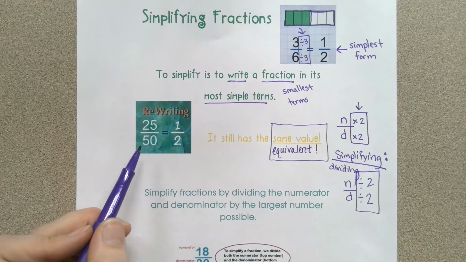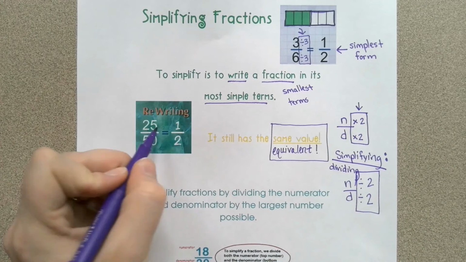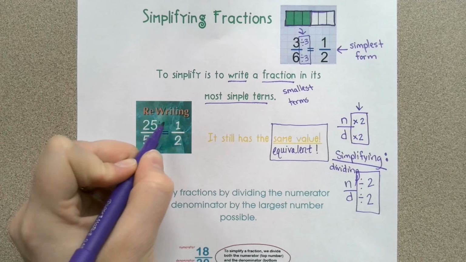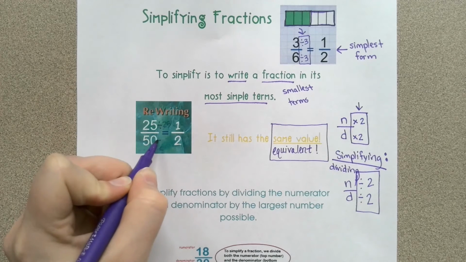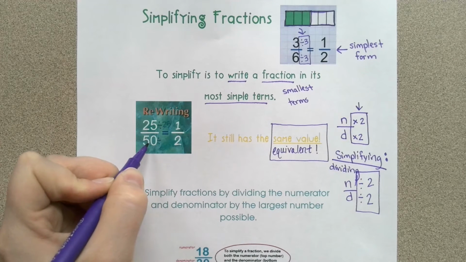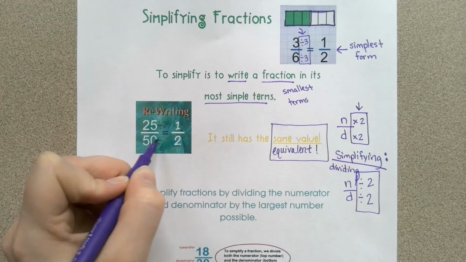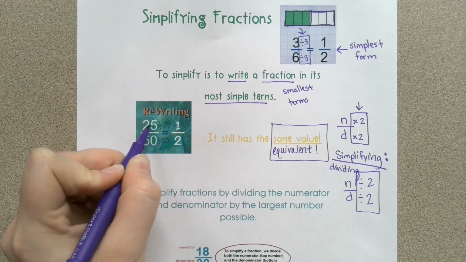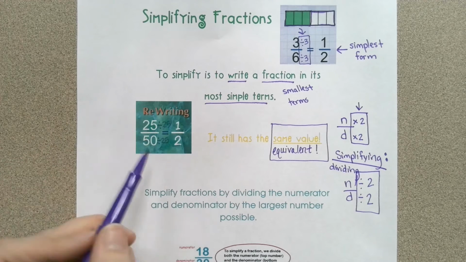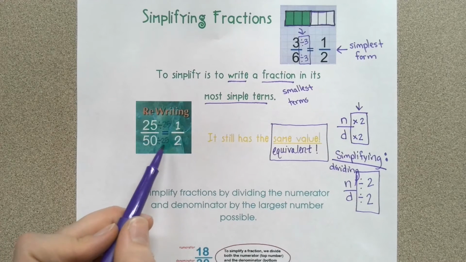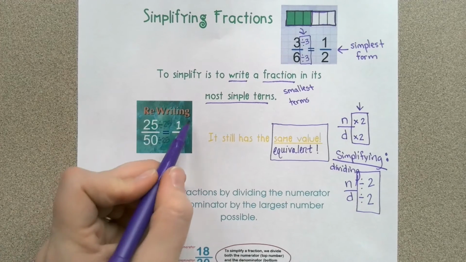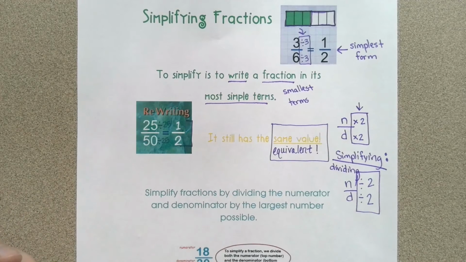Just like this fraction here, 25/50ths. Both of those numbers we can divide by 25. Think of quarters. If we had 2 quarters, 1 quarter is worth 25 cents, 2 quarters is worth 50 cents. So 25 divided by 25 is 1, and 50 divided by 25 is 2 quarters. So 1/2 would be in simplest form.